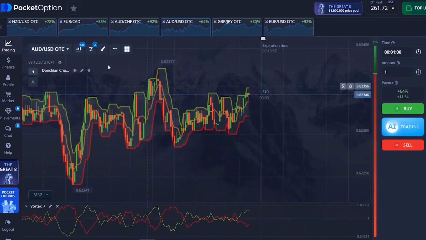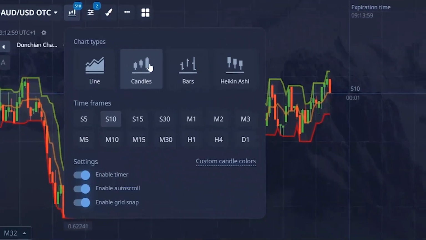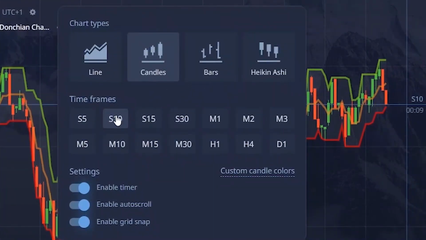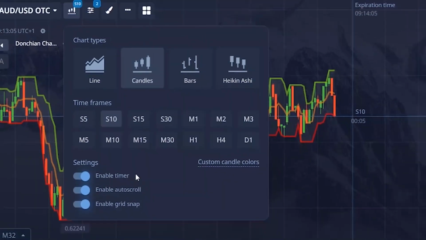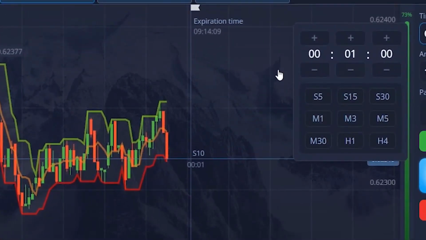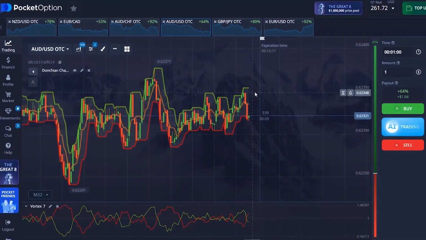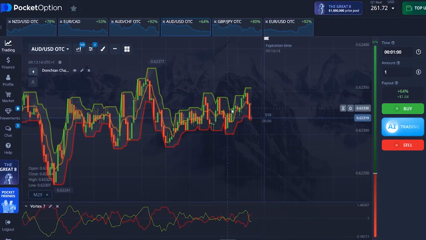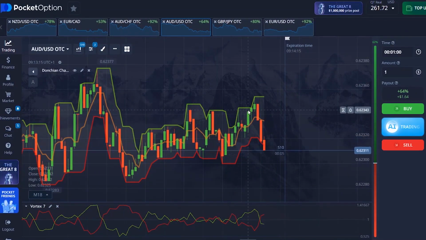The next thing we need to do is to come over to our candles. We're going to be using the Japanese candles, 10 seconds candle time frame, and do ensure you tick your enable timer. It's pretty much important. We're going to be using this strategy on 1 minute. Hope you're getting that right. So guys, this particular strategy is a very simple one. It works both on OTC and on the real market.